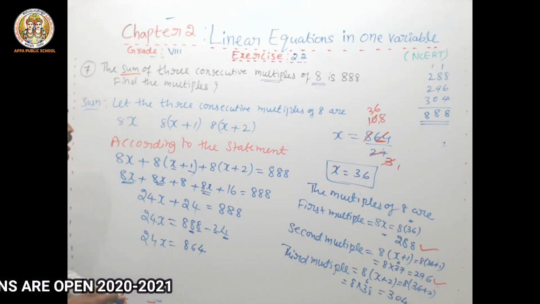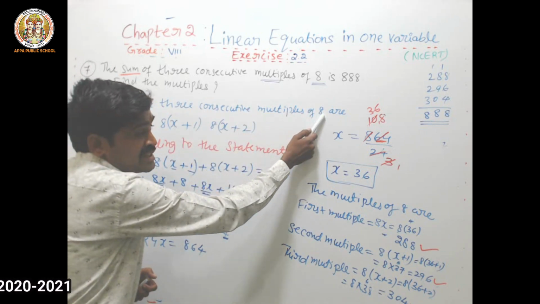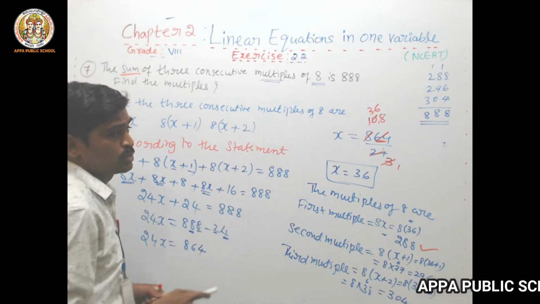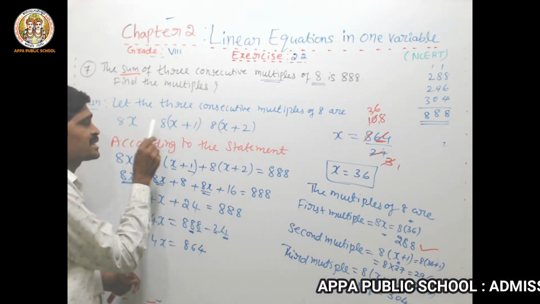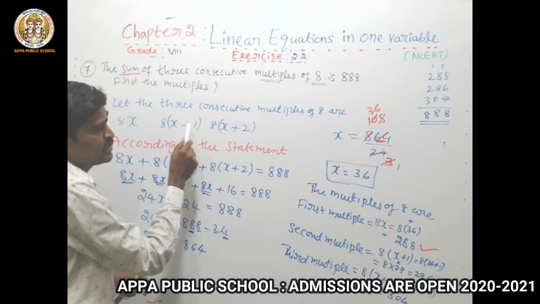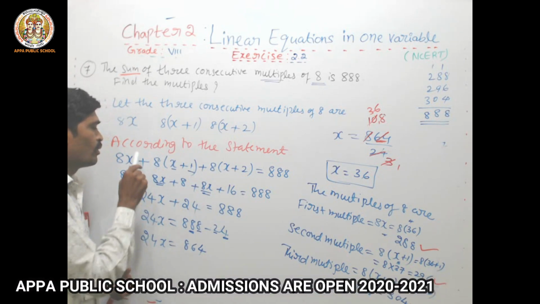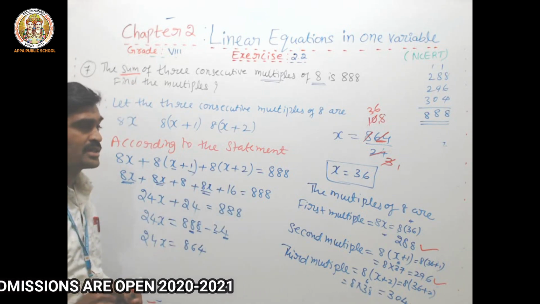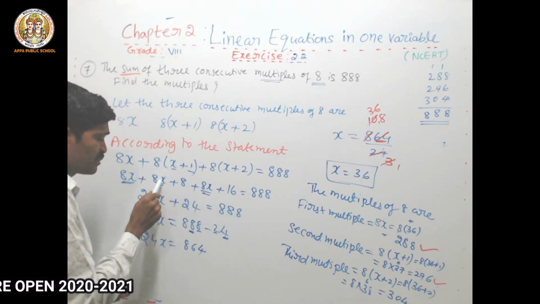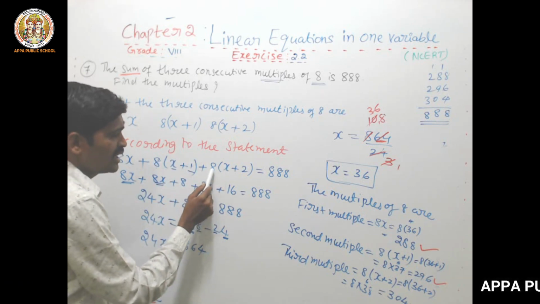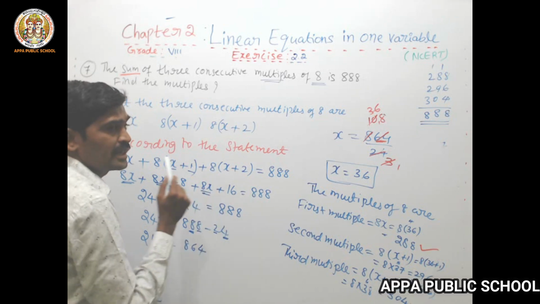I repeat, let the three consecutive multiples of 8 be 8x, 8 of x plus 1, 8 of x plus 2. Already we know that previous problem, x plus 1, x plus 2, consider now, here we have to multiply with 8. Now, according to the statement, they told sum, that's why add all the multiples of 8. 8x plus 8 of x plus 1, 8 of x plus 2 is equal to 888.